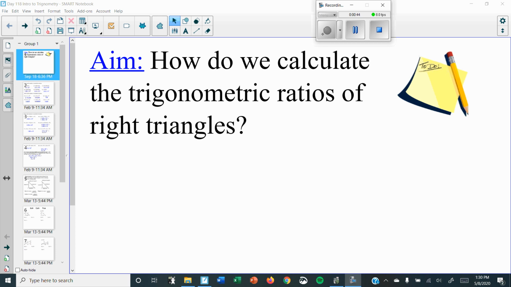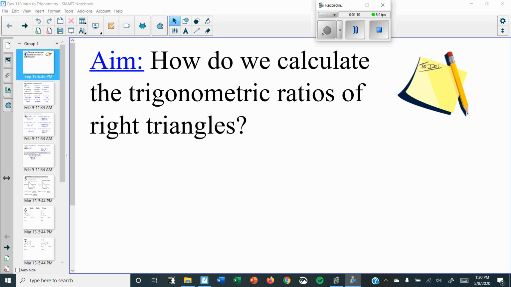So today is how do we calculate the trigonometric ratios of right triangles? So yes, we are working with right triangles. Just like Pythagorean theorem works with right triangles, this also does. What makes this cool is Pythagorean theorem only deals with sides. Trigonometry deals with sides and angles. I know, real cool. I know.